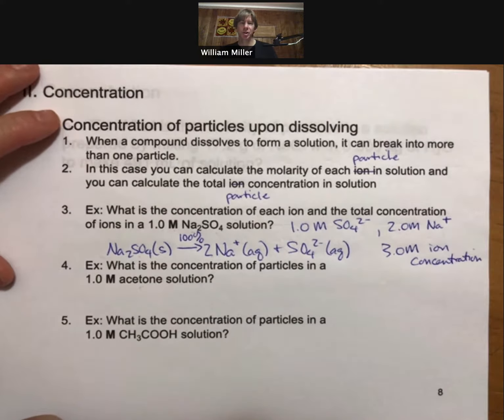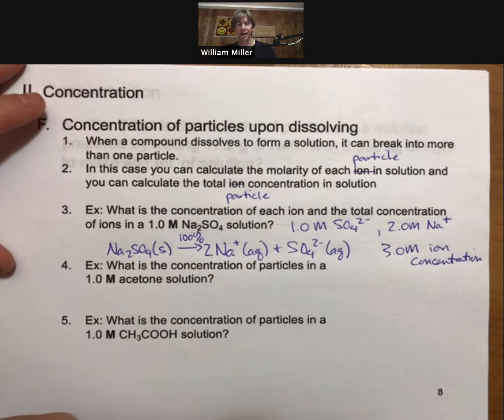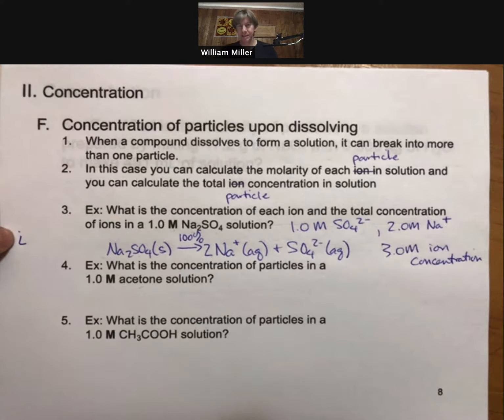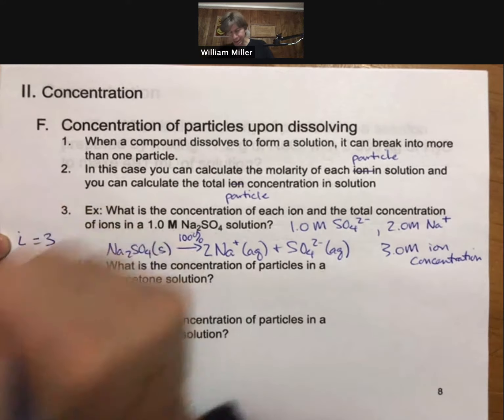And we're going to develop a term called I, which is the Van't Hoff I factor. I is the number of particles that a compound breaks up into. So I for sodium sulfate equals 3.